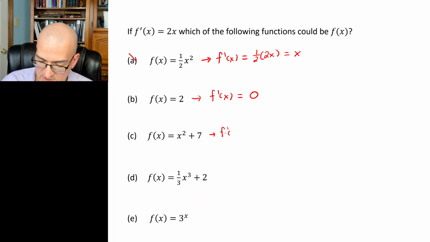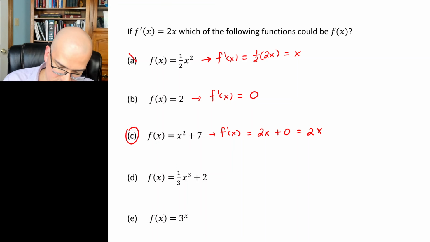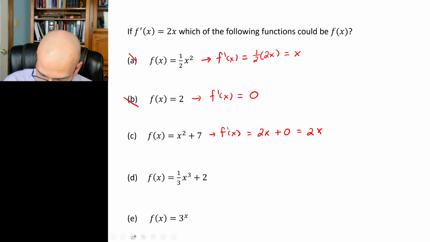Okay, now the next one, I take the derivative of x squared plus 7. 2 comes down, x to the power of 1, and then the derivative of 7 is 0. So I get my needed answer of 2x. So the correct option is C.